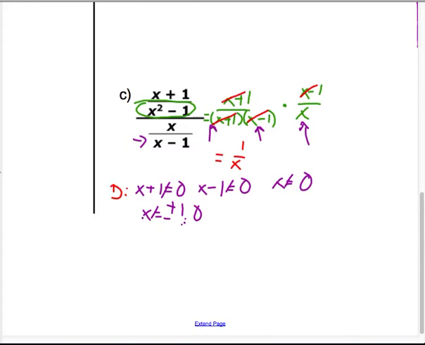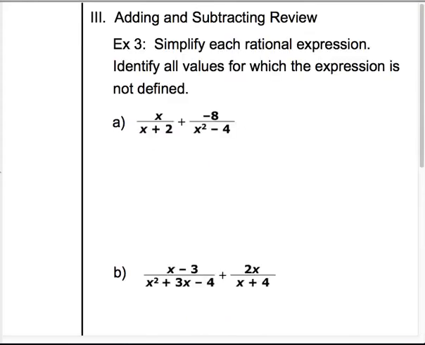That's the new piece. This final slide is some review of adding and subtracting. So if you don't feel like you need this review, you can go ahead and stop the video. Otherwise, if you want to take a look at it, feel free to continue. So remember, when we're adding and subtracting fractions, we need a common denominator.